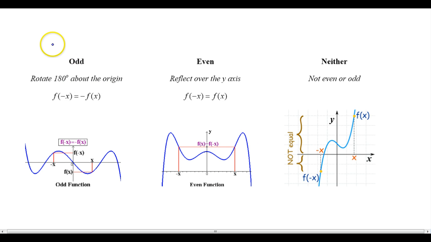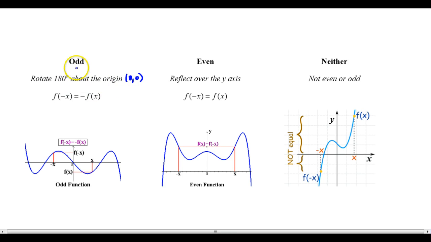Some other properties that a function can have is they can be described as odd, even, or neither. So odd functions can be rotated 180 degrees about the origin, so the origin being the point 0, 0, and they'll look exactly the same. So imagine just sort of picking it up and spinning it 180 degrees, and then setting it right back down, and it would land right back on top of itself.